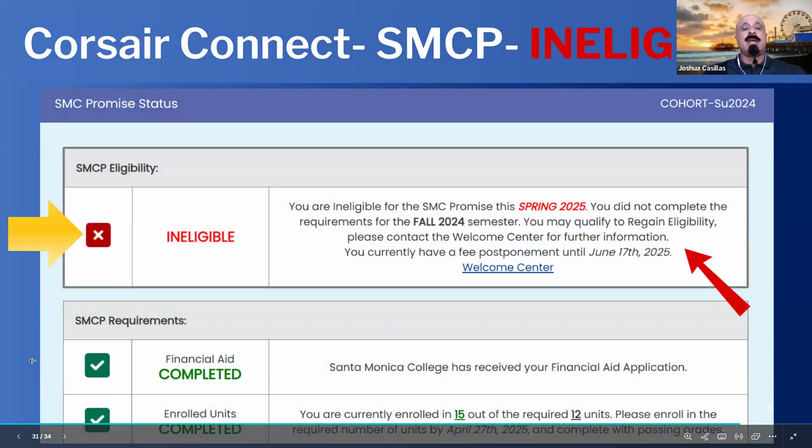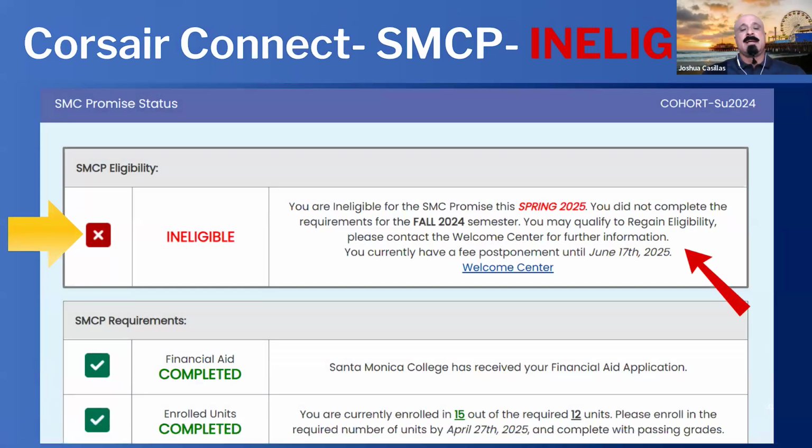This is for a student. If they log into Corsair Connect, this is for a student for this current semester. Let's say this is me. I'm looking at this. I'm ineligible for the spring 2025 semester. Once again, I'm looking at the yellow arrow area there, the overall eligibility. I didn't complete the requirements last fall, 2024. And it gives me the information to contact the Welcome Center. This is what you would see if you qualify for special consideration. You're going to get an ineligible message there. Then you know to send an email to the Welcome Center and request a special consideration.